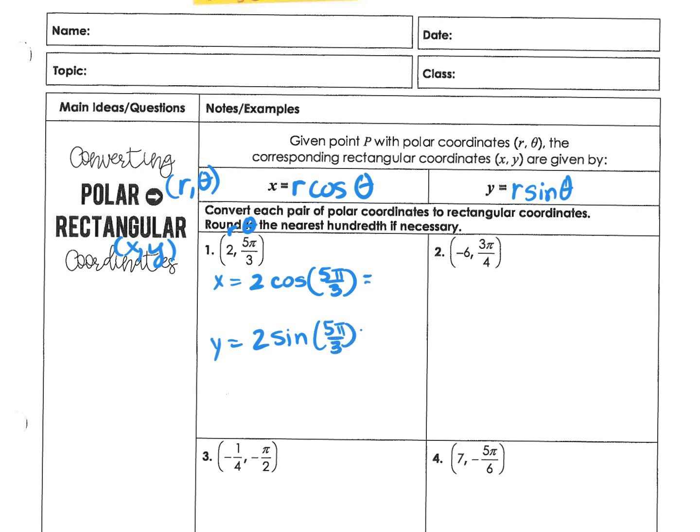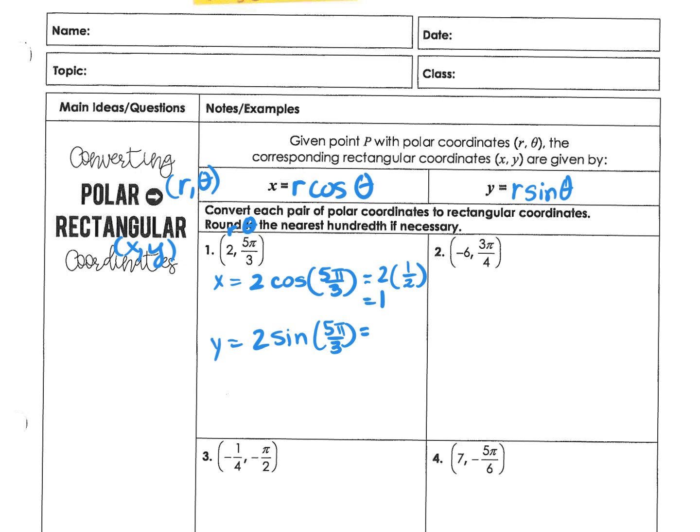Now, thing is that you got a unit circle, not your calculator. If the value is on the unit circle, you need to give it to me in terms of the unit circle. So what is the cosine of 5 pi over 3? 1/2. So this becomes 2 times 1/2. So the x-coordinate is 1.